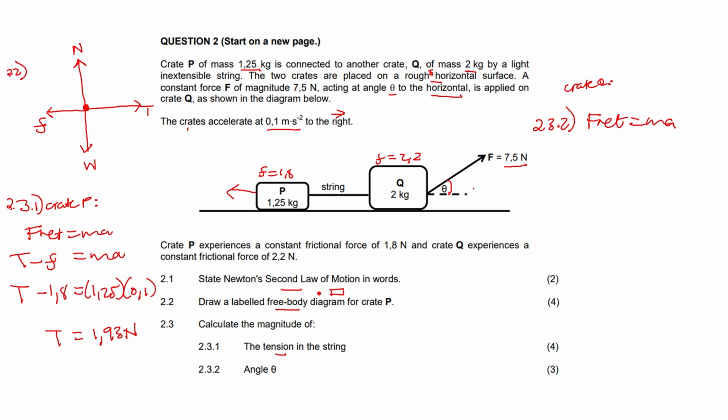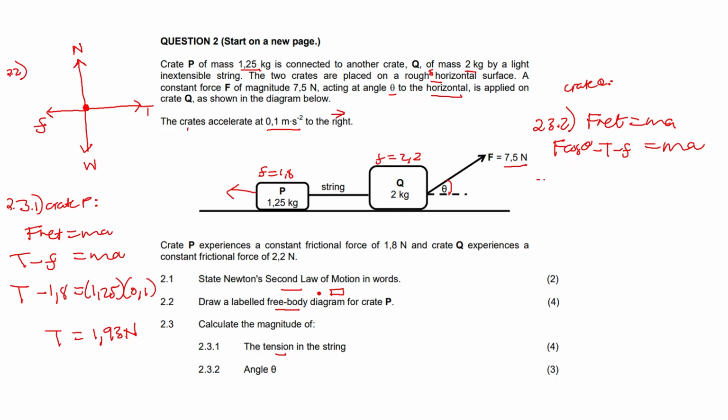It is at an angle, right? To the horizontal. So it's going to be F cos theta, right? Because it's the horizontal. Then there's going to be tension in the string, going to minus tension. And then we're also going to subtract friction. So those are all the horizontal forces acting on crate Q. And there's going to be ma.